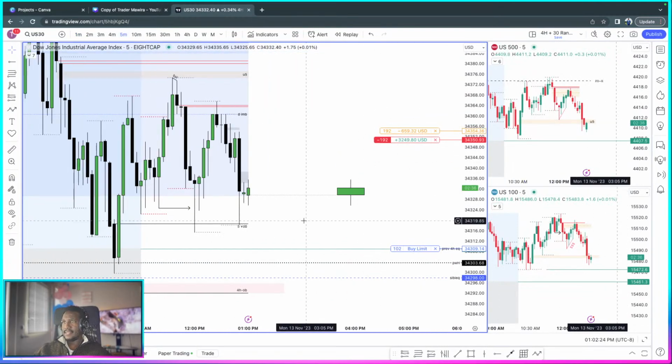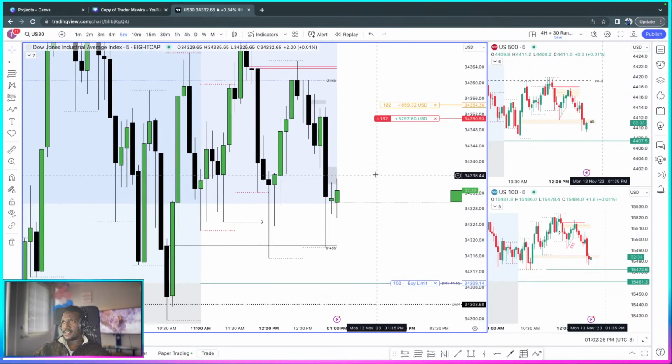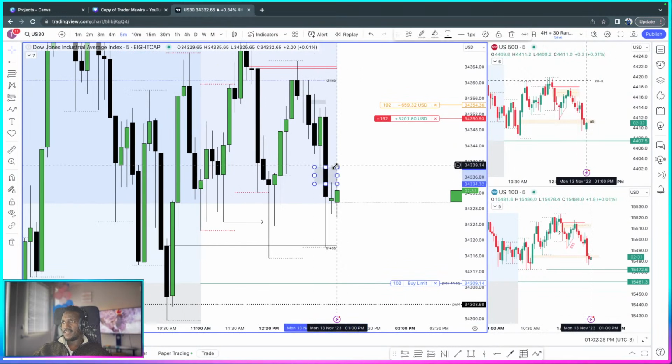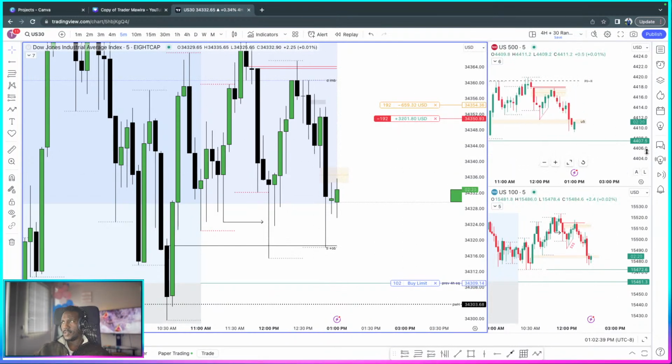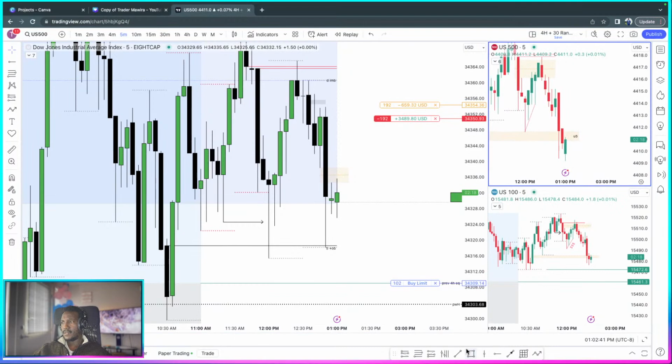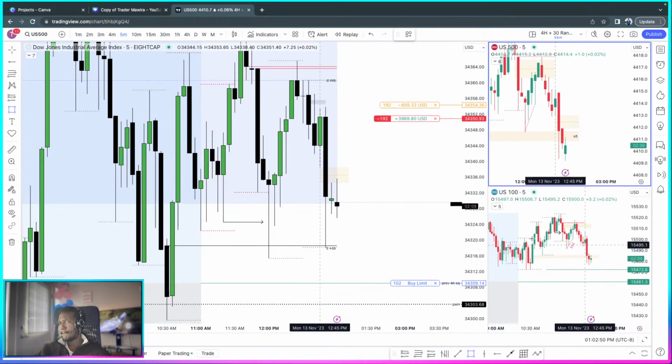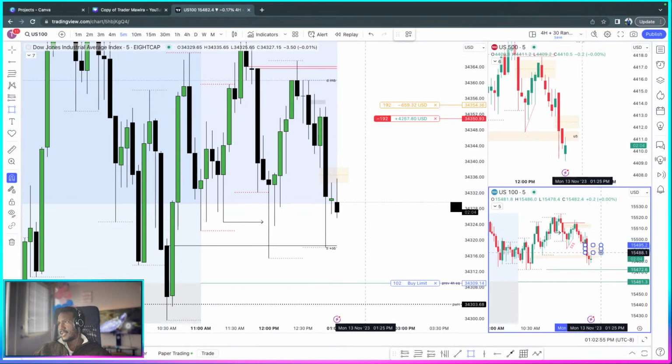So that is indeed a 5-minute fair value gap. Beautiful. I like that. Just above that 1-minute consolidation that we just saw. And you can see again, they've all formed that 5-minute fair value gap right there. And we are shooting to the downside. I love that.